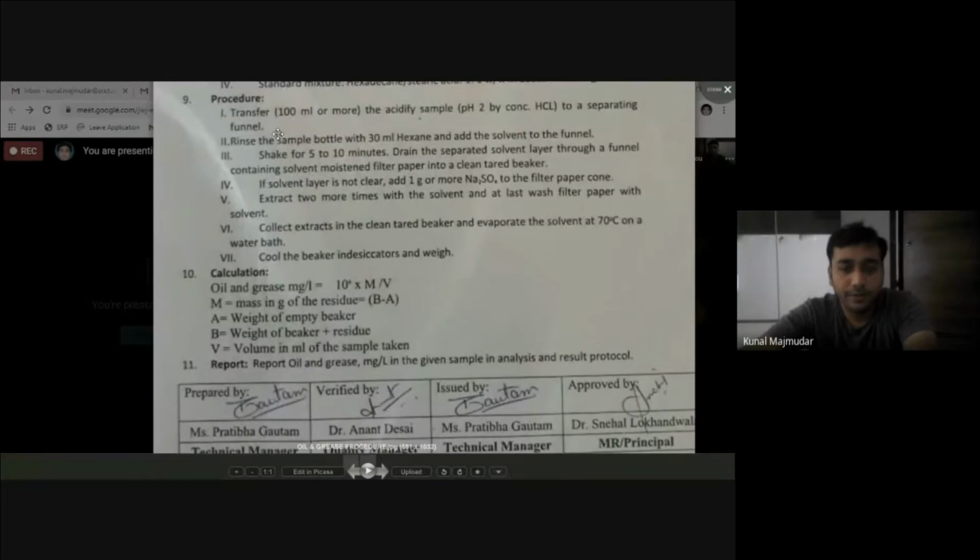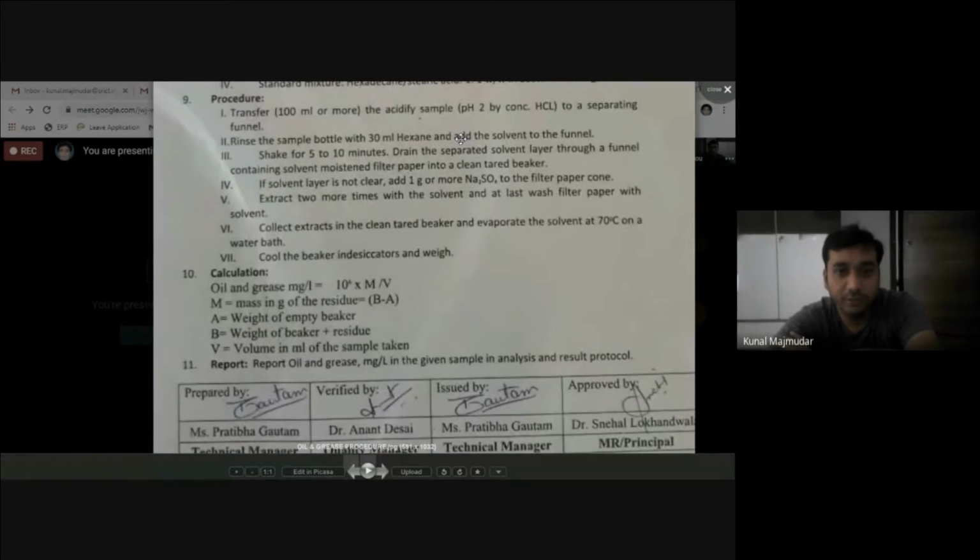You take 100 ml of sample. Make sure the sample is acidic. If it is not acidic, add 2 ml of concentrated H2SO4 or HCl and bring the pH value to 2. Next, rinse the sample bottle with 30 ml of hexane and add the solvent to the funnel. Here we will be using n-hexane as our solvent. We can use any one of two solvents: n-hexane or trichlorotrifluoroethane.